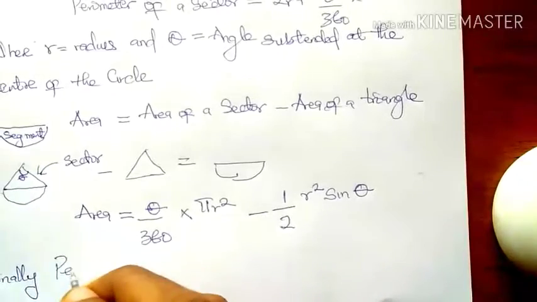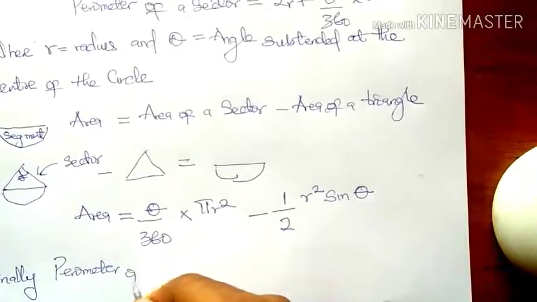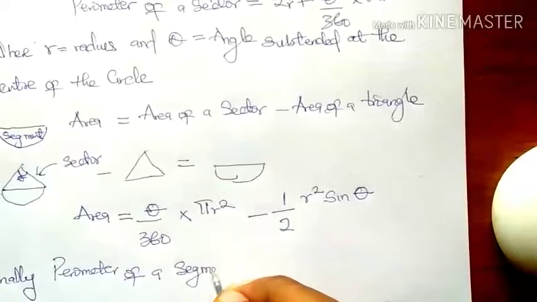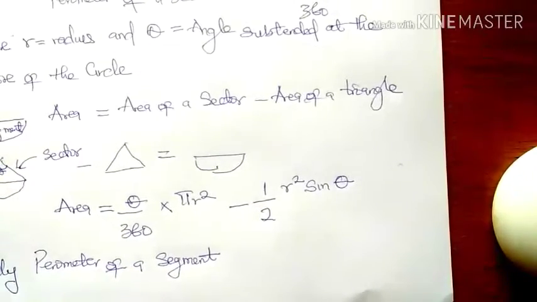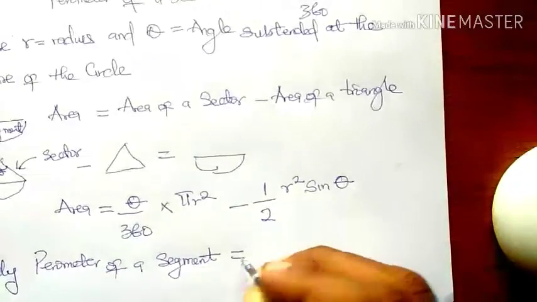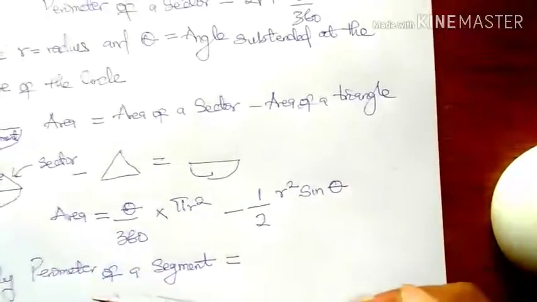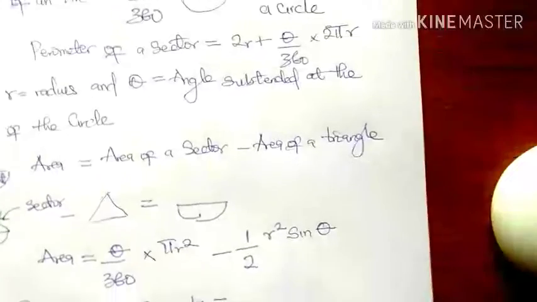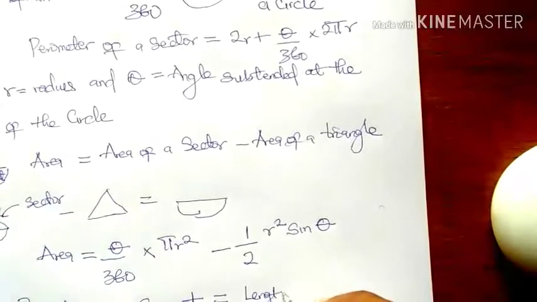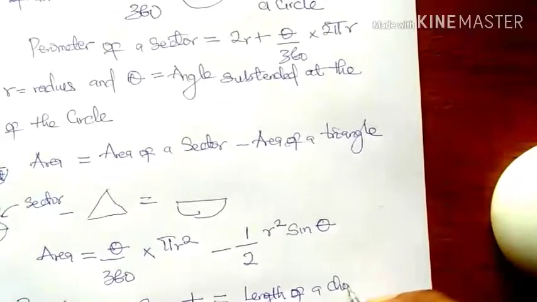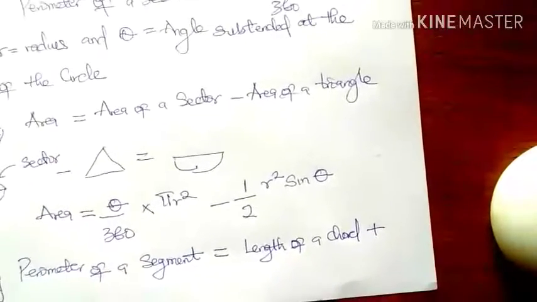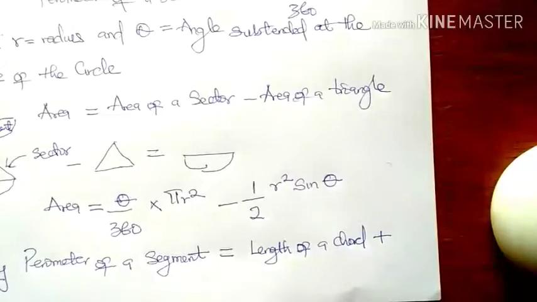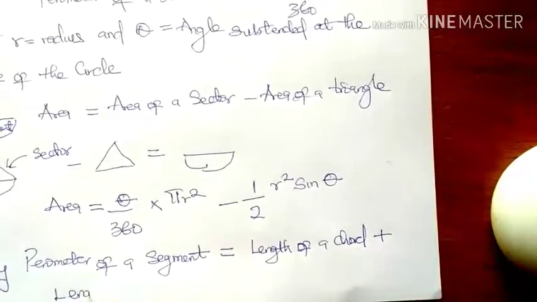Finally, we want to see the perimeter of a segment. Remember, a segment consists of a chord and the length of an arc. So when we want to see the distance around the shape, now being the segment, we have that the perimeter of the segment is equal to the length of the chord plus the length of the arc.